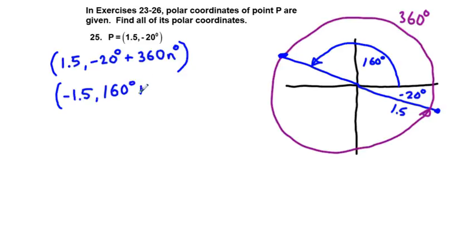It's going to be plus 360n degrees, and the same condition as for problem 23. N is an integer. It'd be nice to be able to spell integer. So that's problem number 25.